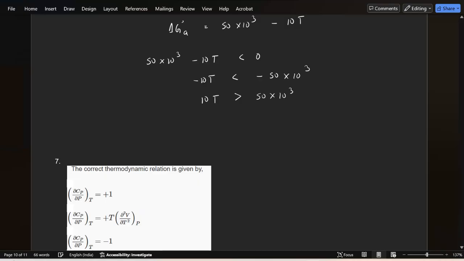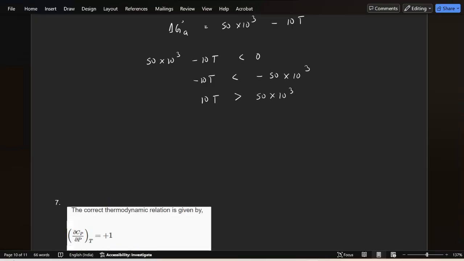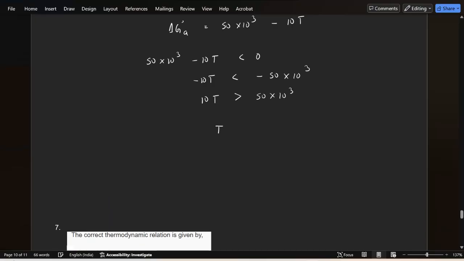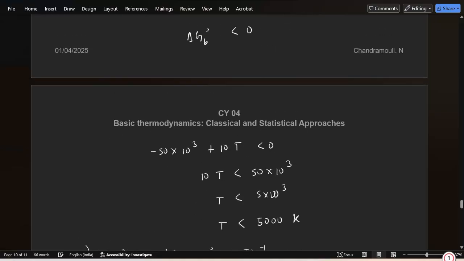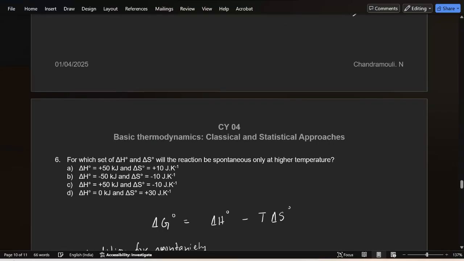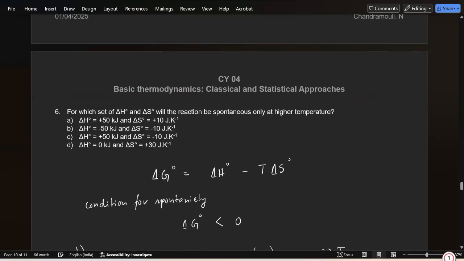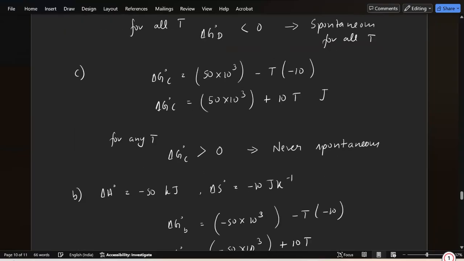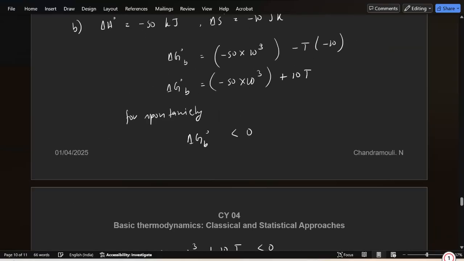Then we reduce this further. It's simple. T should be greater than 5 into 10 power 3, which means T should be greater than 5000 Kelvin. So A is a condition where only at higher temperature the reaction will occur spontaneously. That's what they're asking: for which set of delta H and delta S will the reaction be spontaneous only at high temperature? So A is the answer here. Like this, you will have to evaluate for the questions in the assignment problem. Fine.